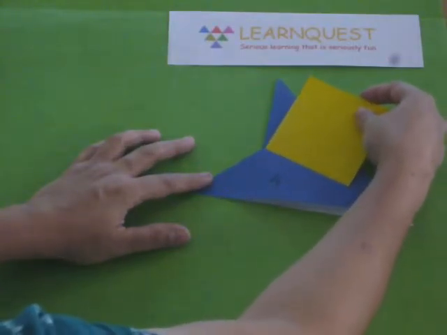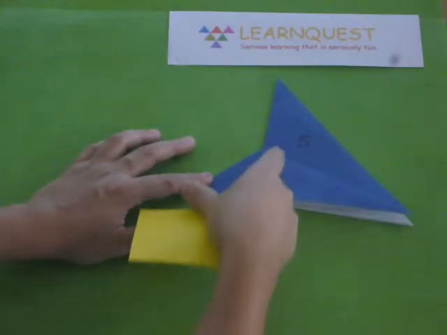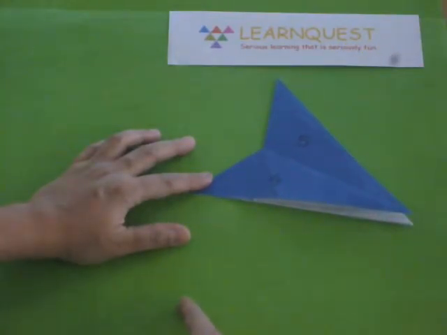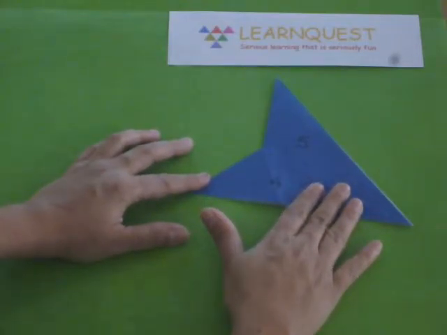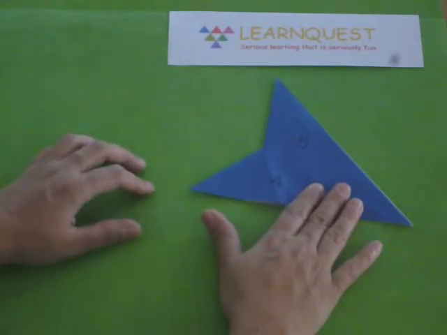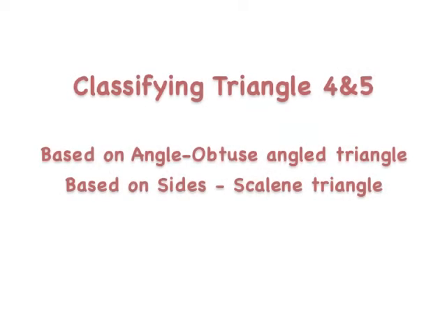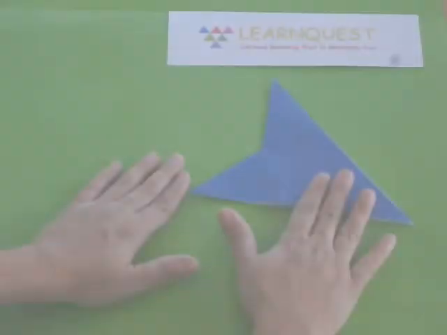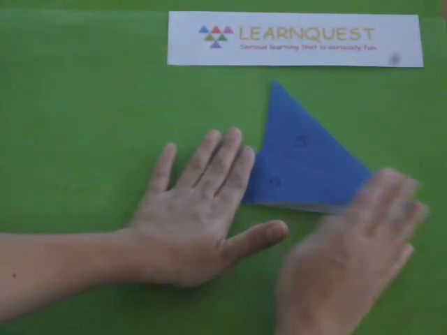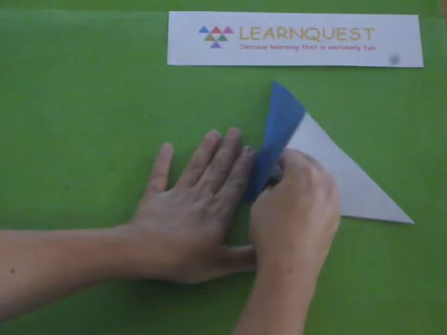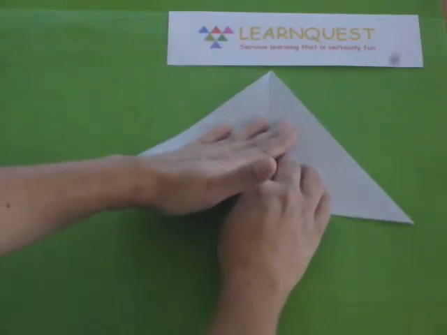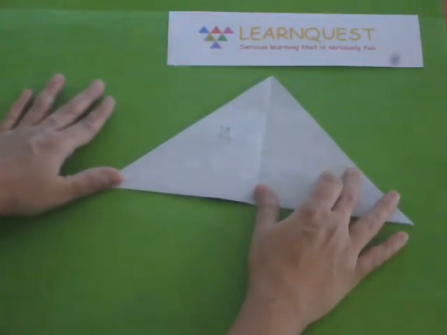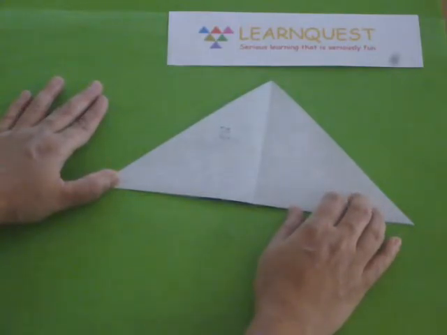Let's check 5. 5 is also an obtuse angle over here. It means that this is also an obtuse angle triangle. 5 is an obtuse angle triangle, and since the sides are unequal, it's a scalene triangle based on sides. Place one hand like this and turn this model. We go back to a right isosceles triangle.